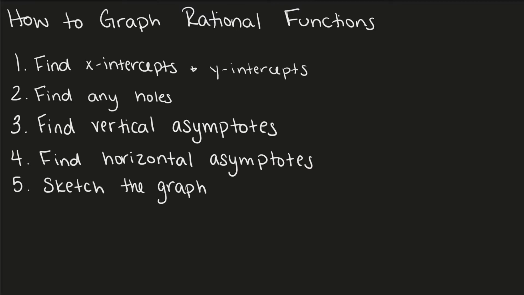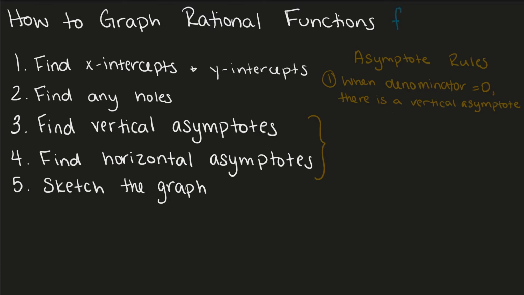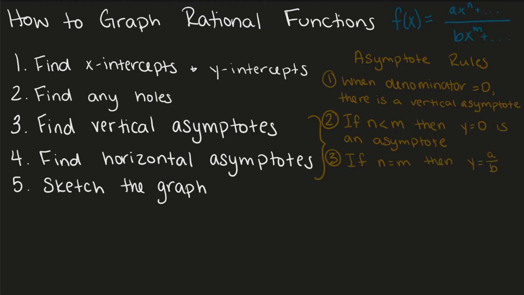Now, when we talk about finding asymptotes, here are some asymptote rules. For any value of x where the denominator equals 0, there's a vertical asymptote. Keeping in mind our rational functions have the form f of x equals ax to the n, some polynomial, over bx to the m, some polynomial. If the degree of the numerator is less than the degree of our denominator, then our asymptote is at y equals 0. If the degree of our numerator is equal to the degree of our denominator, then our asymptote is at y equals a over b.